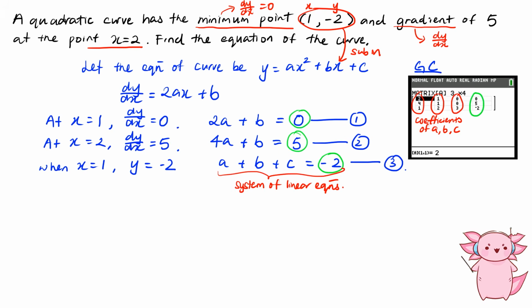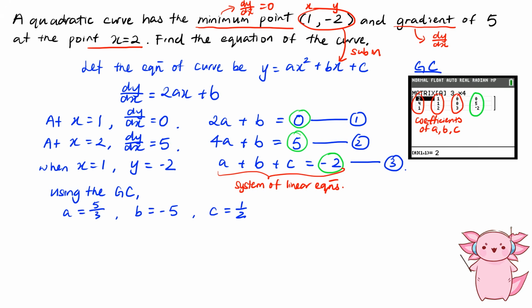Then we just key in the coefficients of a, b, and c into our graphing calculator to solve for the final values of a is equals to 5/3, b is equals to -5, and c equals to 1/2, and we can get our final answer.